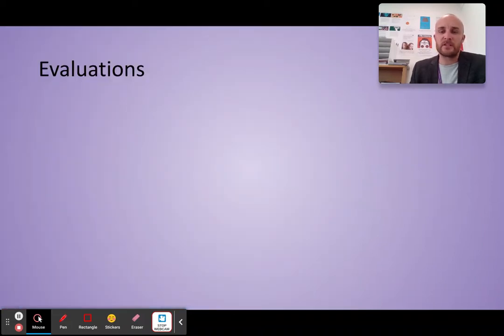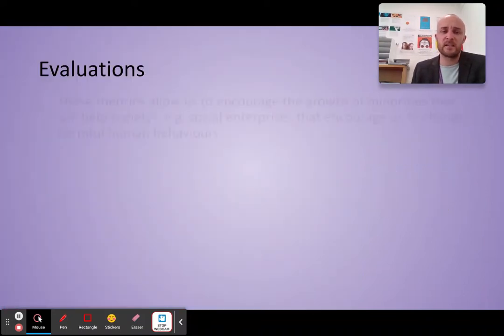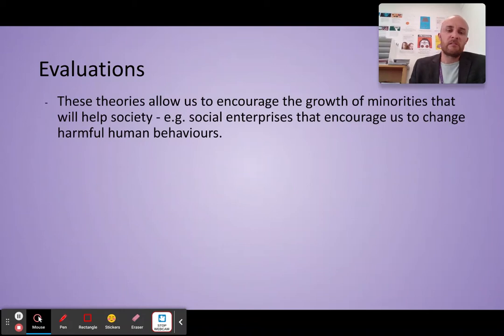So in terms of evaluations, now this is quite important because before you didn't actually have to really evaluate it, but they've started asking questions which they're going to test you a little bit. These theories allow us to encourage the growth of minorities that will help society. That's really crucial, by the way. We now know how to grow acceptable minorities and how to maybe get rid of socially unacceptable minorities. I don't want to name any just in case.